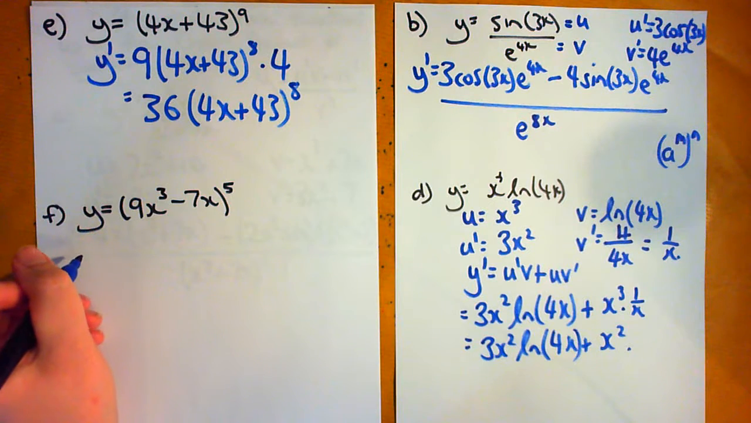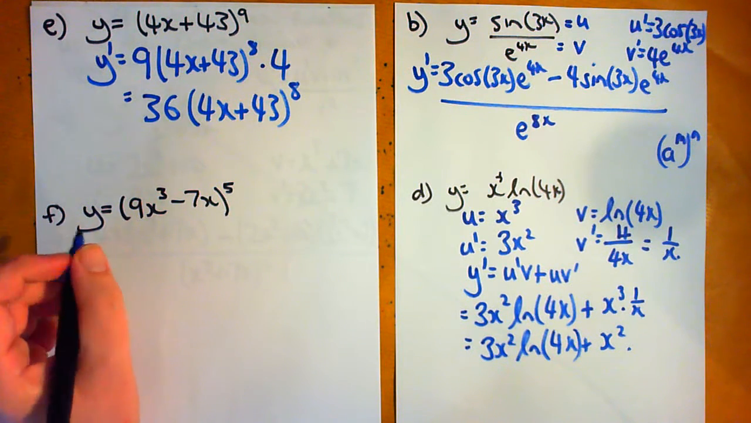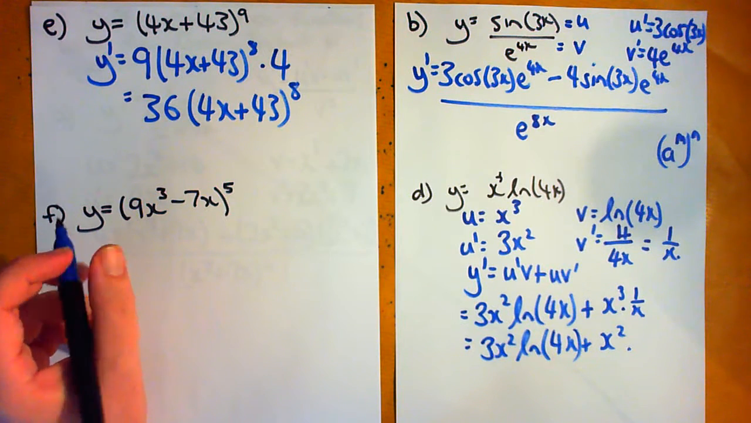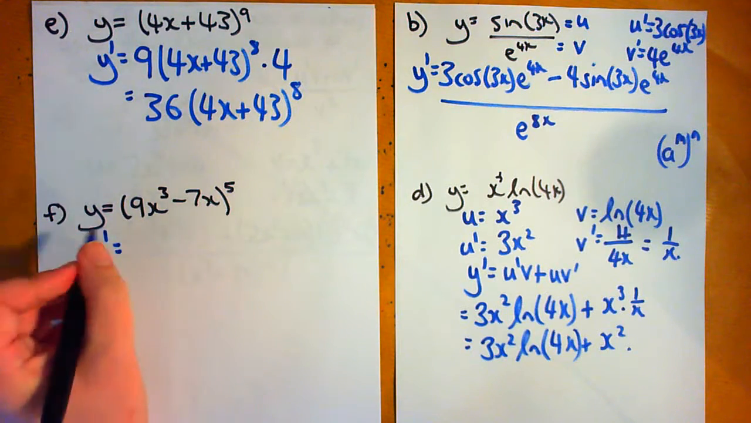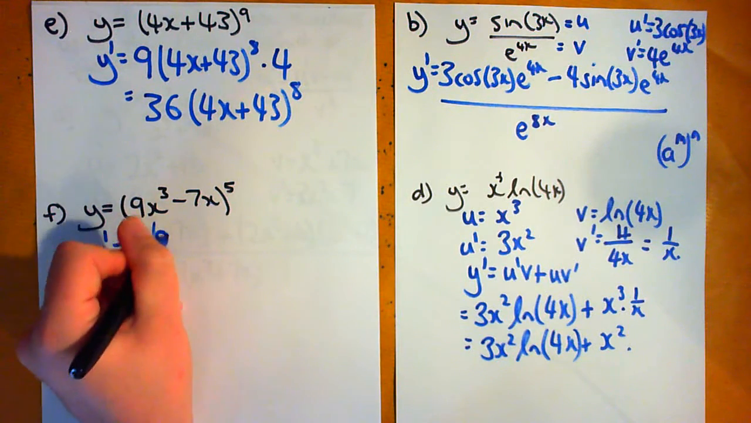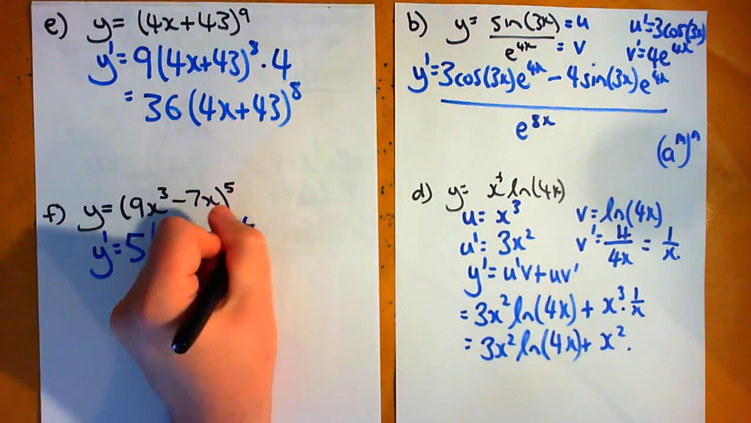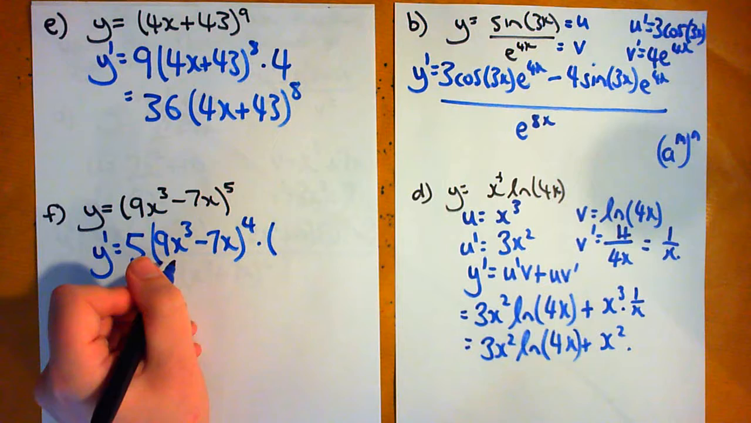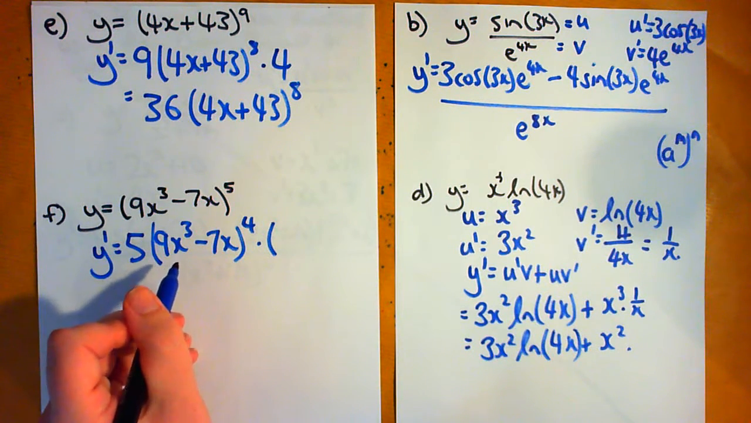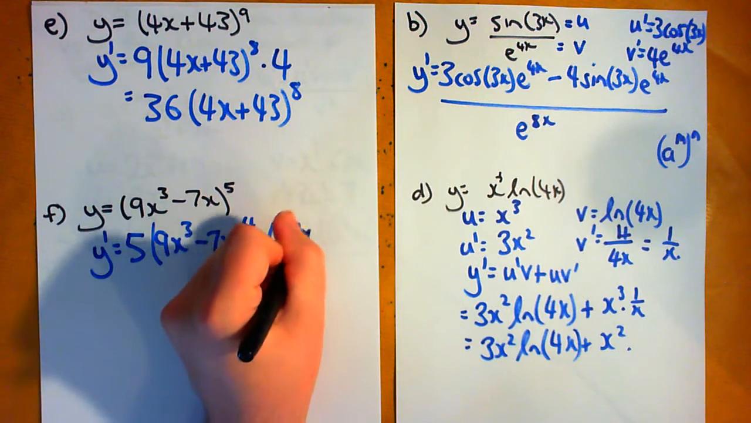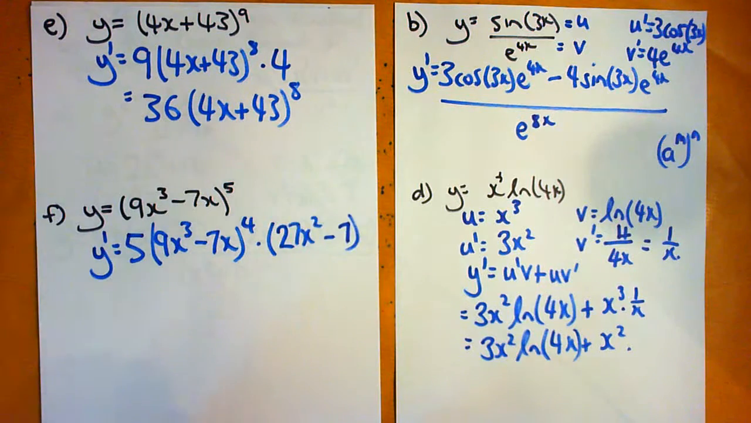And this question F, we can do the same way. We've got (9x cubed minus 7x), all of that to the power of 5. So if we differentiate that, using the chain rule, we get 5 times the bracket left as is to the power of 4, and multiplied by the derivative of the inside of the bracket. 9x cubed differentiates to 27x squared, minus 7x differentiates to 7.